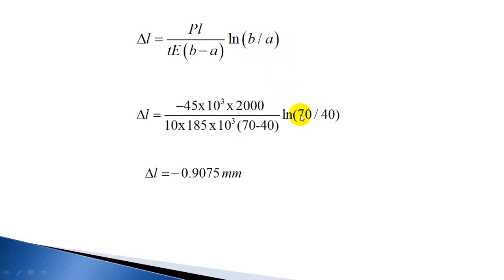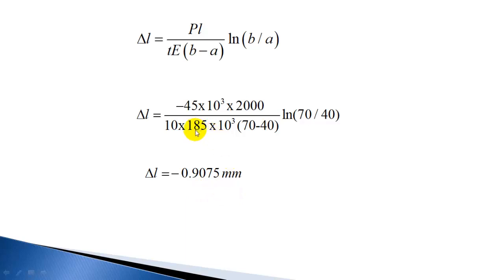So here it is log B by A, log 70 by 40. It is a direct substitution in the expression. If you work it out, you will get delta L as minus 0.9075 mm. This minus sign indicates that length is decreasing.